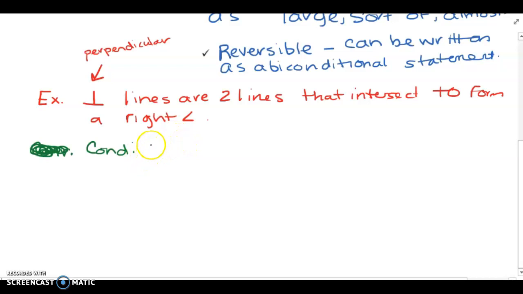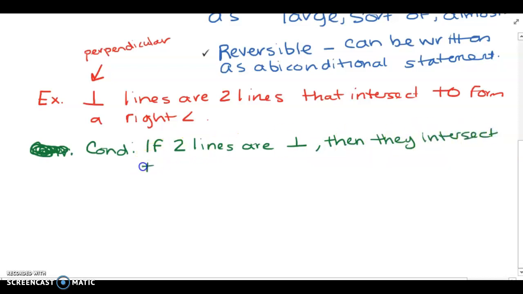Okay, so the conditional statement would be if two lines are perpendicular, then they intersect to form a right angle. If two lines are perpendicular, then they intersect to form a right angle. That is a true statement. All right, now let's write the converse of that. Okay, so remember the converse, we're just switching the hypothesis and the conclusion.